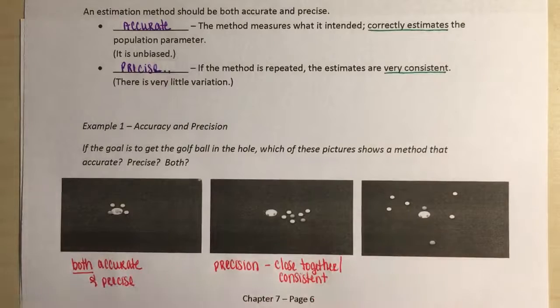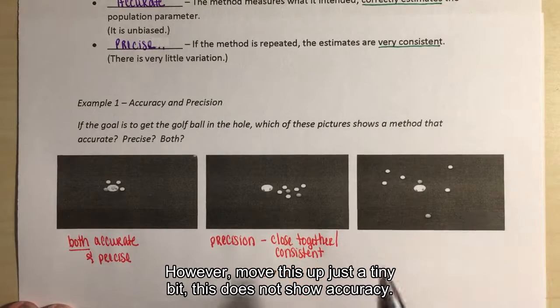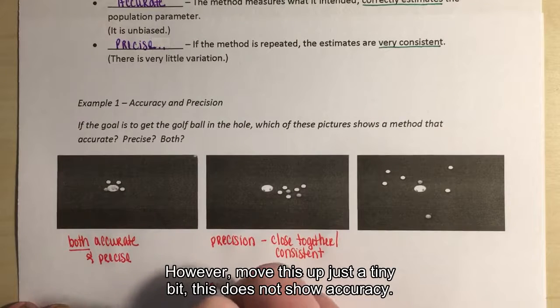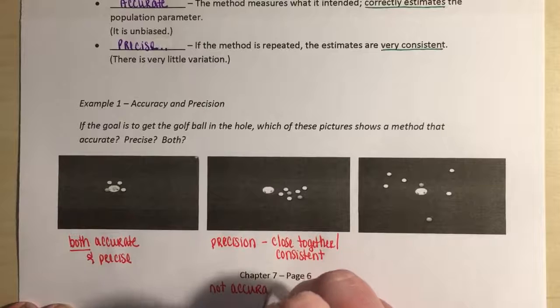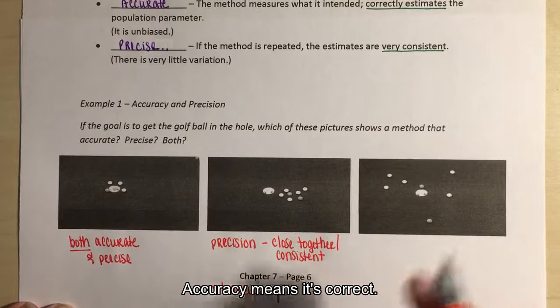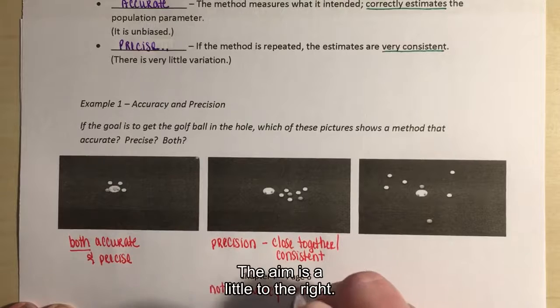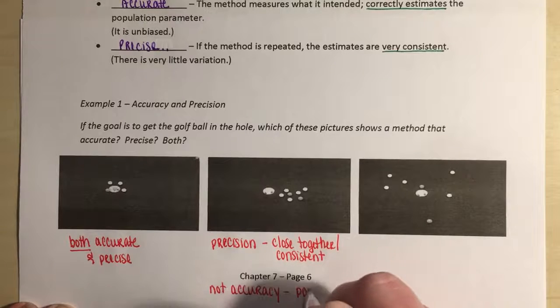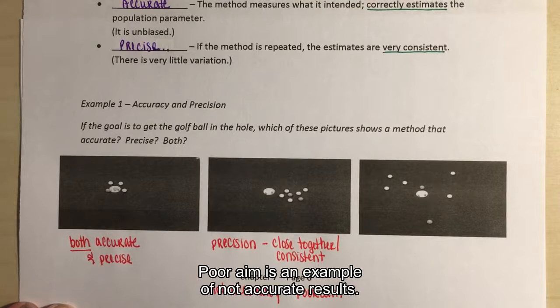Right. However, this does not show accuracy. Right? Accuracy means it's correct. In this case, it's not correct. The aim is a little to the right. So poor aim is an example of non-accurate results.